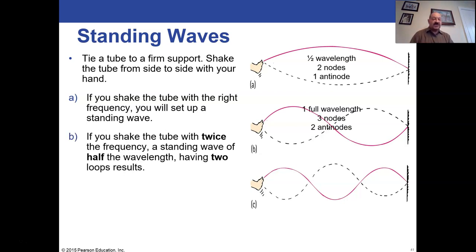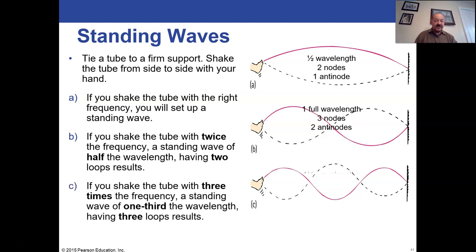In the second case, you shake it a little bit faster with the right frequency, and now you'll get one full wavelength form. Well, you still have a node on the end and a node on the end, but now you have a node in the middle, and that's one full wavelength, but you also have 2 antinodes. One part that's 1/4 of the way through and one part that's 3/4 of the way through that goes up and down, and the other one goes down and up in reverse.